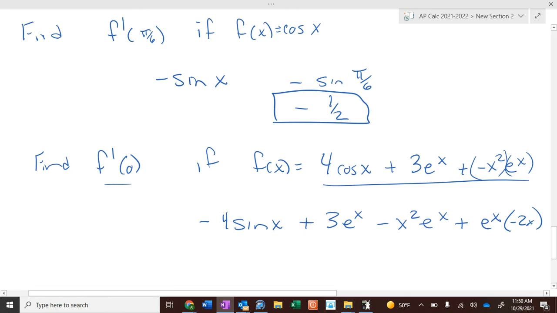What's the sine of 0? Zero. The sine at 0 is 0. What's e to the 0? What's 0 squared? What's 2 times 0? So 3.